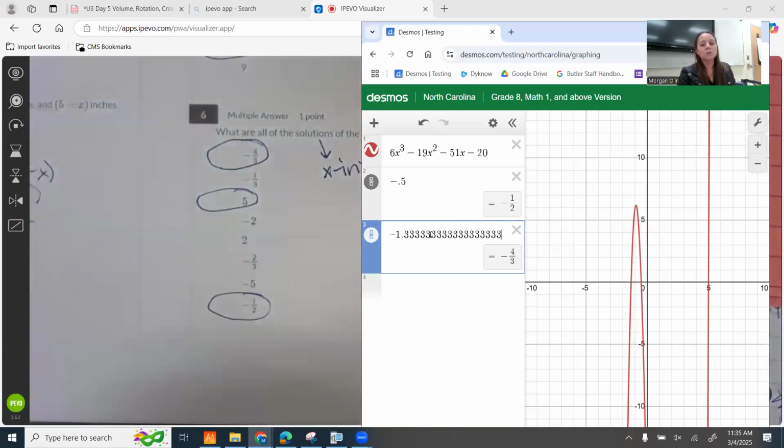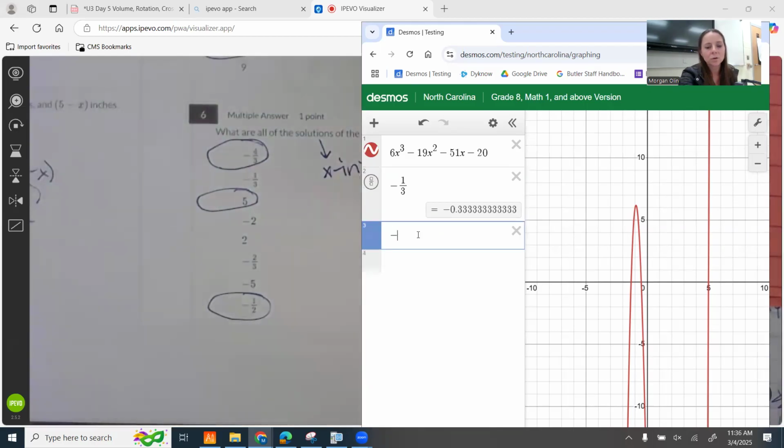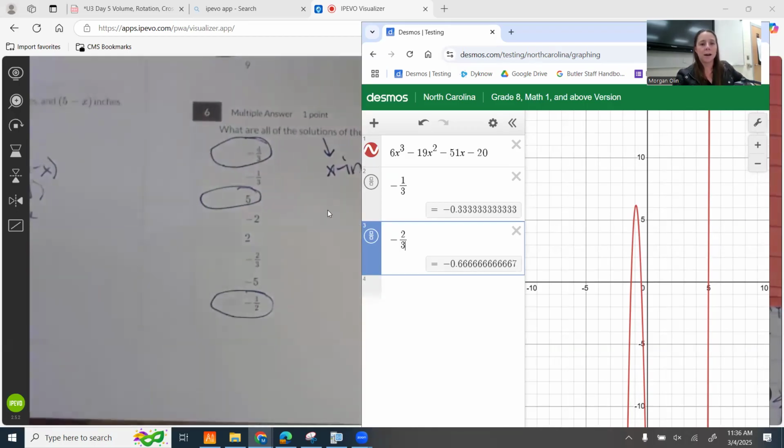Now, another option is to actually just plug in the actual answer choices they give you, like negative 1/3, and you see its decimal is this. It doesn't match the decimal that we were given, and so forth, like negative 2/3. I can see this is negative 0.666 repeating. It's not what I saw on my graph. All right, moving right along.